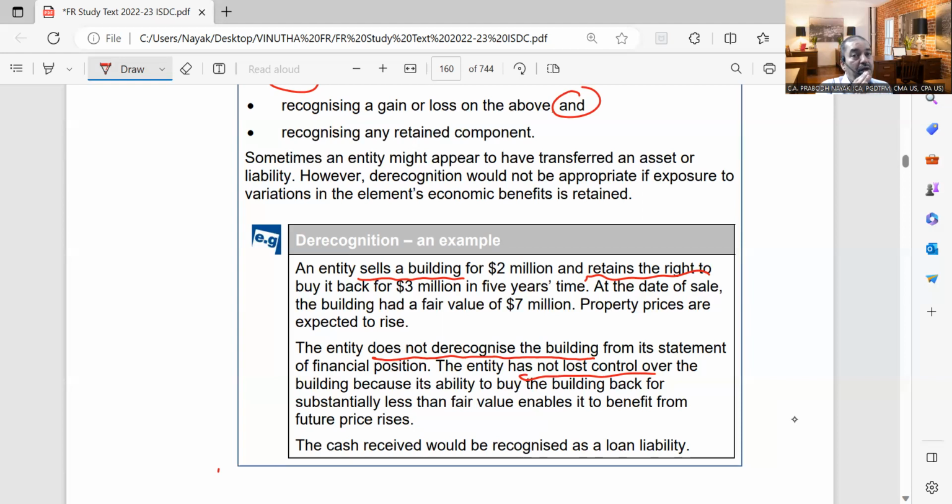So the entity will not derecognize the building for 5 years. The entity does not derecognize the building from its statement of financial position because it has not lost control over the building. Its ability to buy the building back for substantially less than the fair value enables it to benefit from future price rise. So how do we record this? We record this as a loan liability. The entity will record this as a loan received because they have sold and received cash. So debit cash, $2 million, credit loan, $2 million.